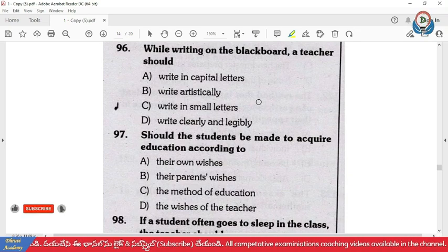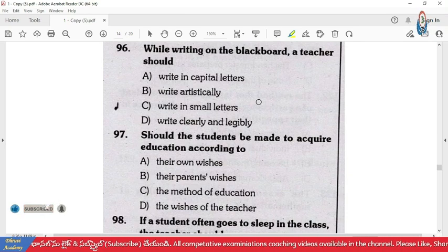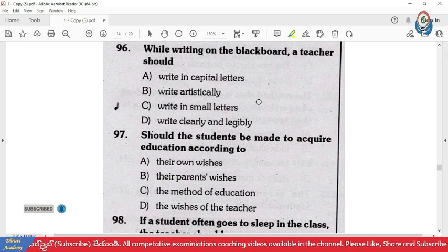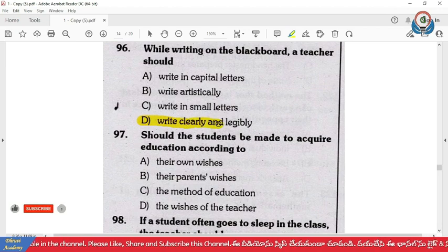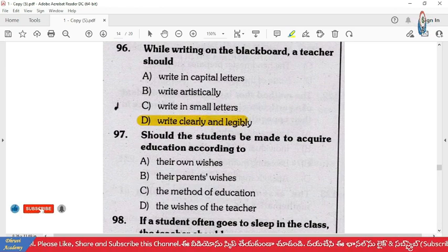While writing on the blackboard, a teacher should: A. write in capital letters, B. write artistically, C. write in small letters, D. write clearly and legibly. Which is the right answer? It should be clear and it should be legible. This is the right answer.